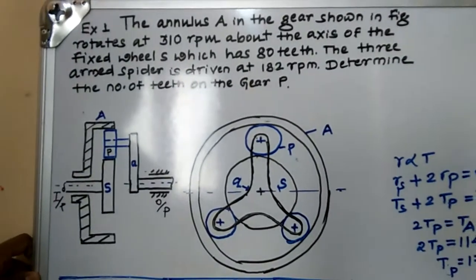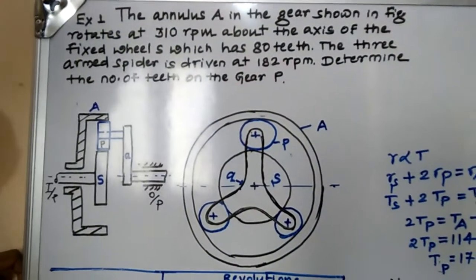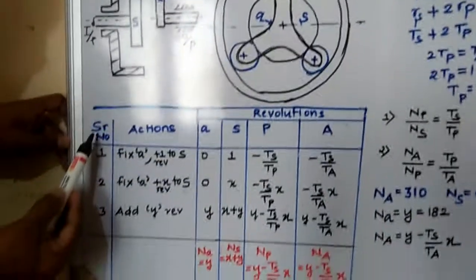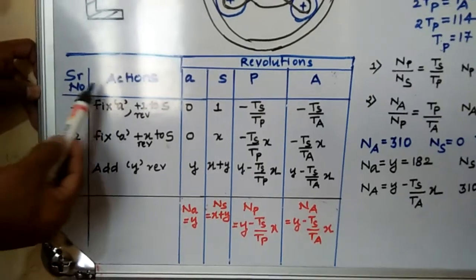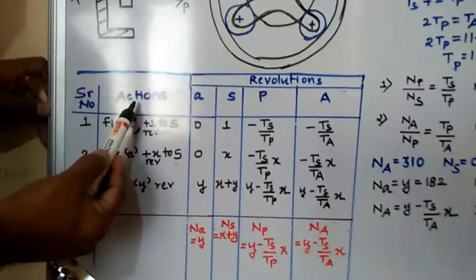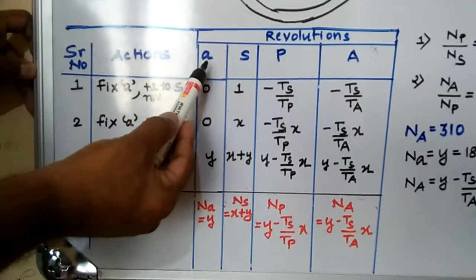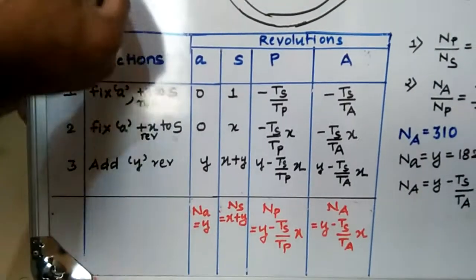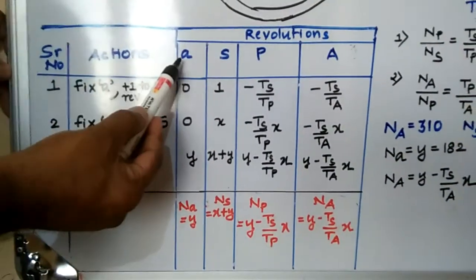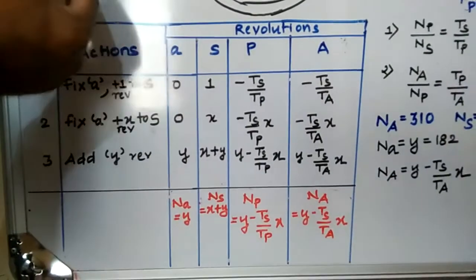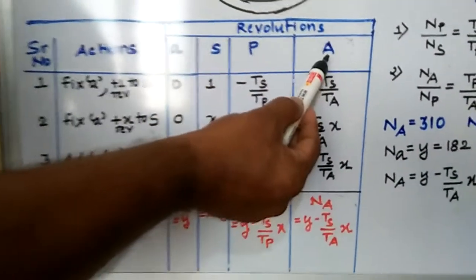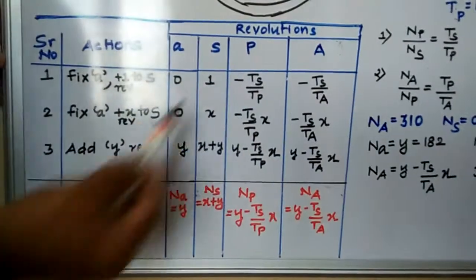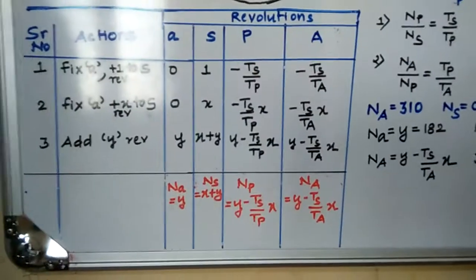Before going to this, you have to go for the tabular method. For the tabular method, you have to make a serial number, that is the step number, and the actions. You have to look at how many elements are here in this case: the arm A, the sun gear, then the planet gear and the annulus gear. You have to take them column-wise. This is nothing but the revolutions.